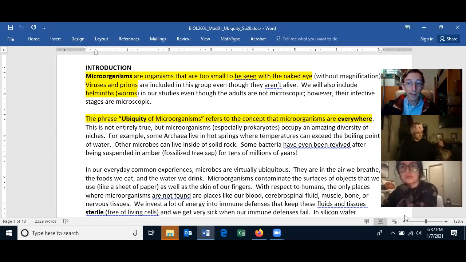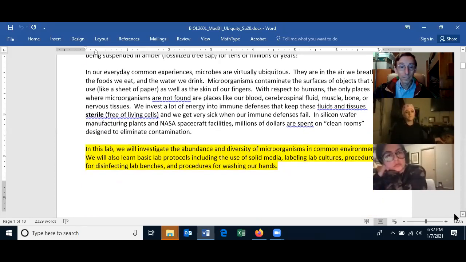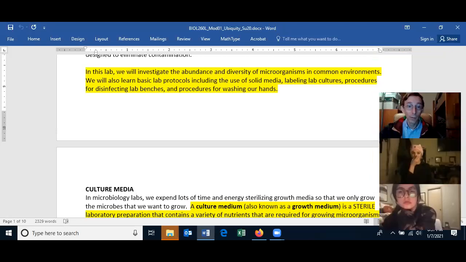You should know the phrase ubiquity of microorganisms refers to the fact that microorganisms can be found almost everywhere. In this lab, we're going to investigate the abundance and diversity of microorganisms in common environments. We'll also learn about some basic lab protocols, including using solid media, how to label cultures, procedures for disinfecting the lab benches, and procedures for washing your hands.